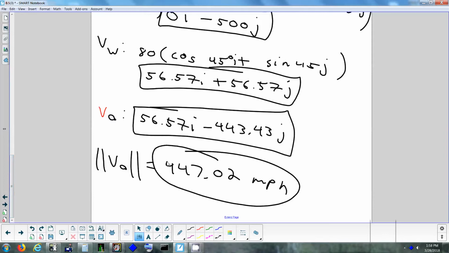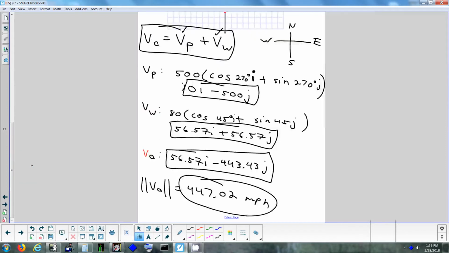That would be the speed, if somebody had a radar gun and they could track the plane, that's how fast it would be moving. Or better yet, maybe a satellite, if a satellite could track the plane. It's a little bit of work because you have to find a couple vectors and add them up. But that's the toughest question we really do with vectors all week. Any questions on any part of that?